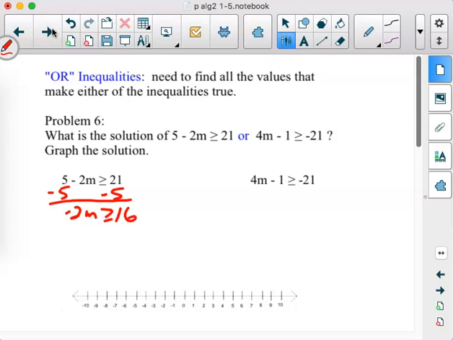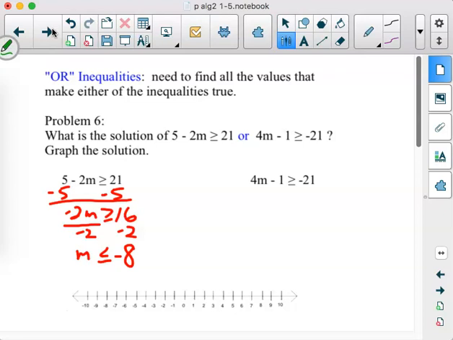Then, oh, then we have to be careful, don't we? What happens when you divide by a negative 2? Flippity snippity. We got to flip. M is less than or equal to negative 8. Well, let's go solve the other one. Then we'll come back and do the graphing.